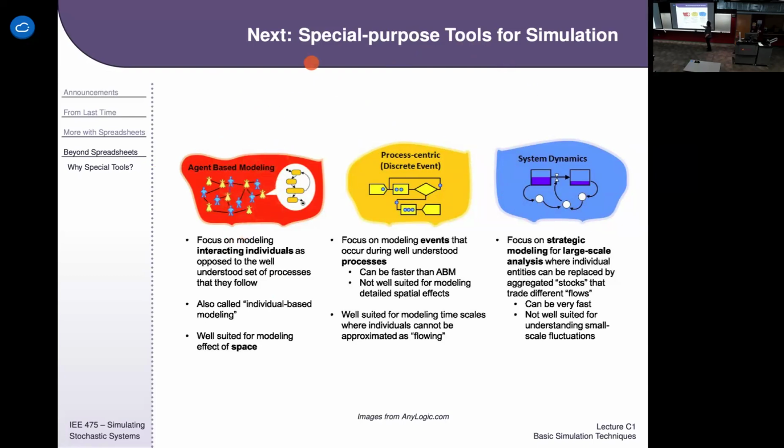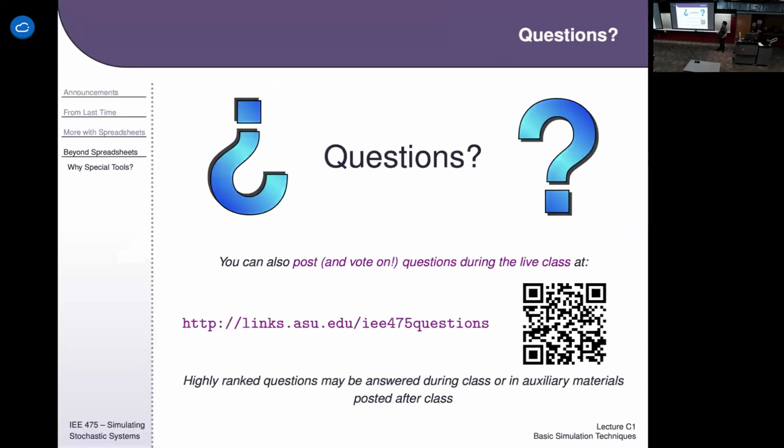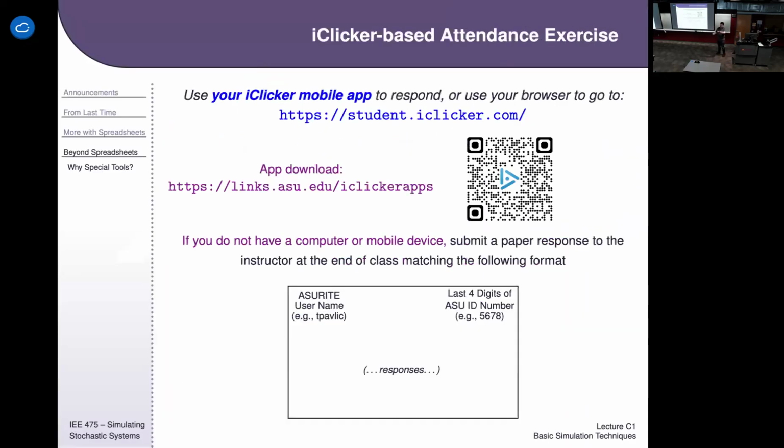We'll start seeing more of that, and then finally we'll get into DES. So lab 4 will be about agent-based modeling, and then lab 5, that's when we actually start doing Arena. So I don't want to keep you any longer, so let's just do an iClicker, and if you have any questions, feel free to come up.